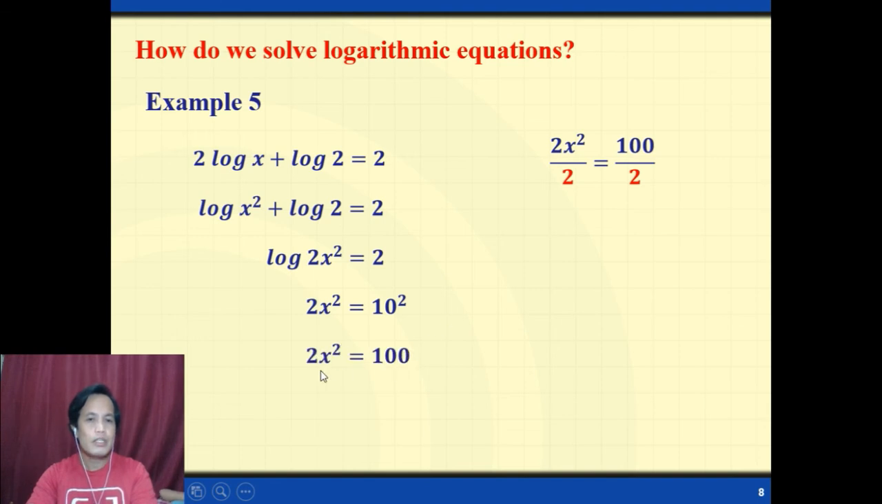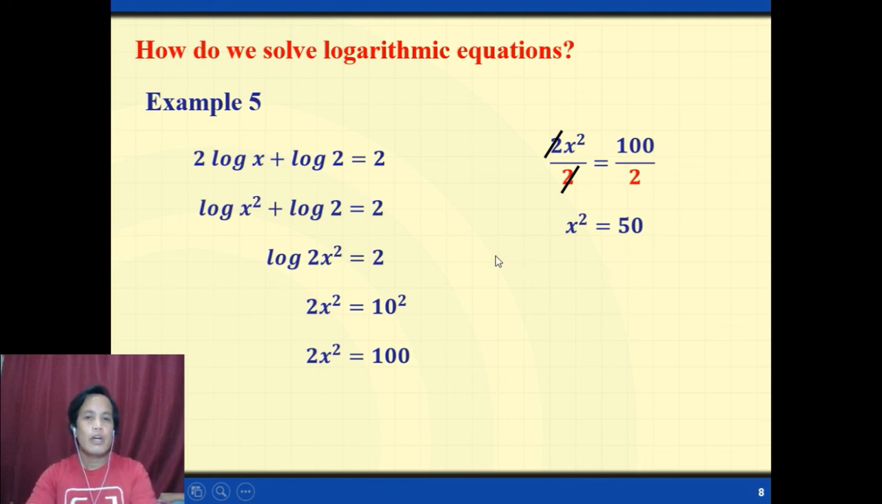Then afterwards, to eliminate the 2, we need to divide both sides of the equation by 2. In this case, we can eliminate the 2 here, cancel. So what shall remain would be x squared equals 100 divided by 2. So 100 divided by 2 is 50.